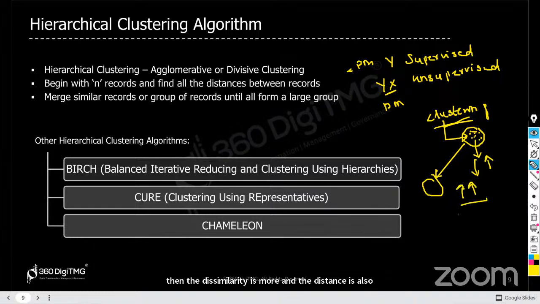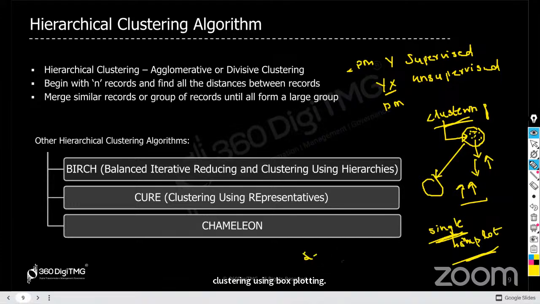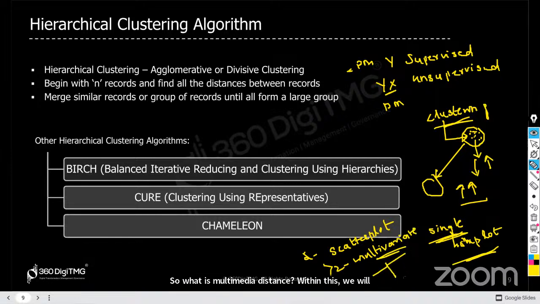And how to do this clustering? When you have a single variable, you will perform clustering using the box plot. If you have two variables, you will go for a scatter plot. And if you have more than two, you will go for multivariate distance. So what is multivariate distance? Within this, we compute the distance between records, between a record and a group, and between different groups.